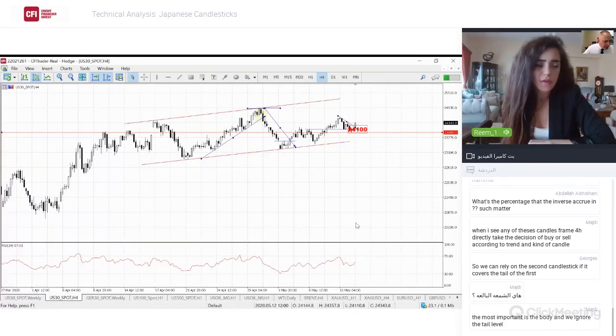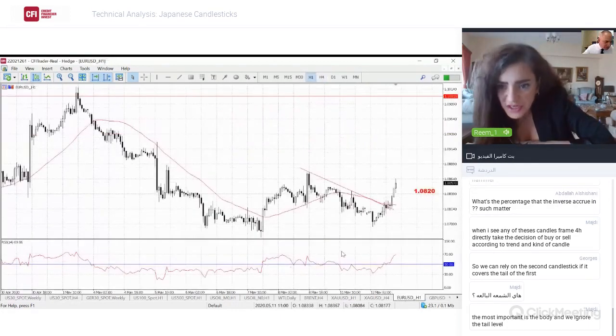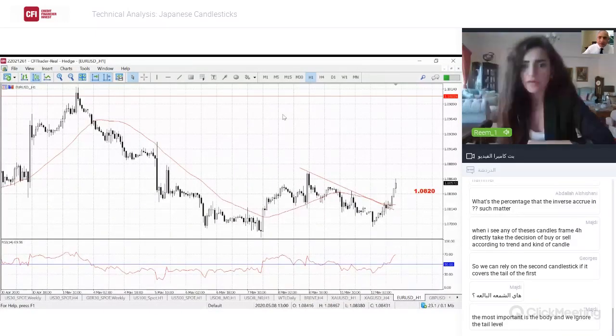Okay. We have another example. The most important, Majdi is asking, is the body and not the tail.